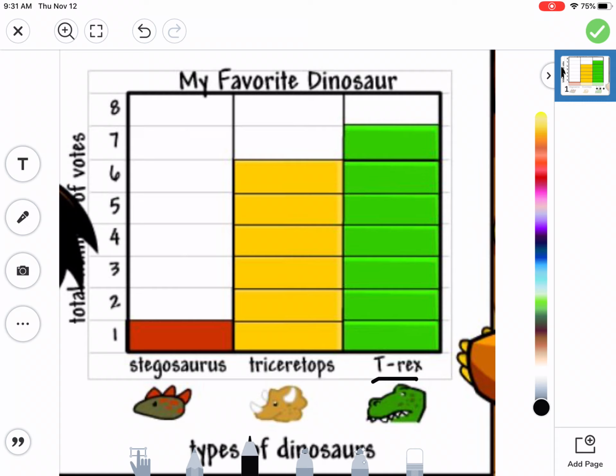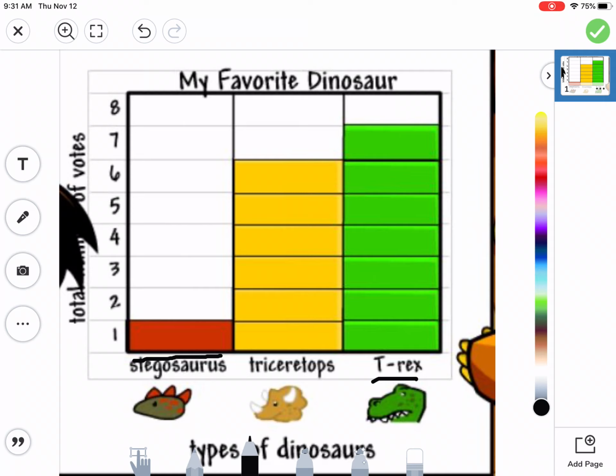And I know that that's true because 1, 2, 3, 4, 5, 6, 7 students liked the T-Rex. Okay, I find all the information on there. Another thing I can say about this graph is only one student liked the Stegosaurus as their favorite dinosaur. So Stegosaurus had the least amount of votes, and you can tell that from right over here.